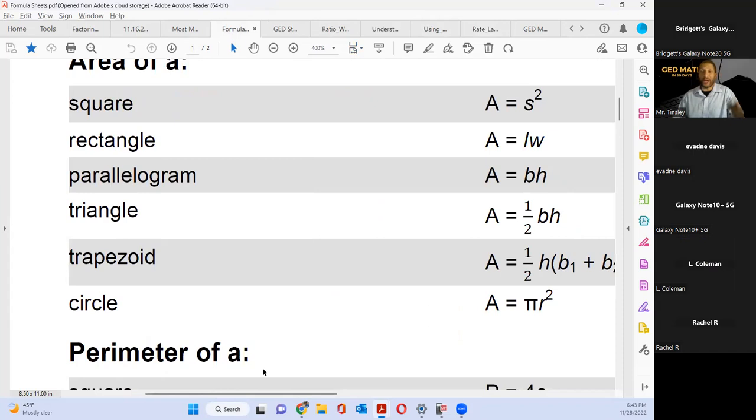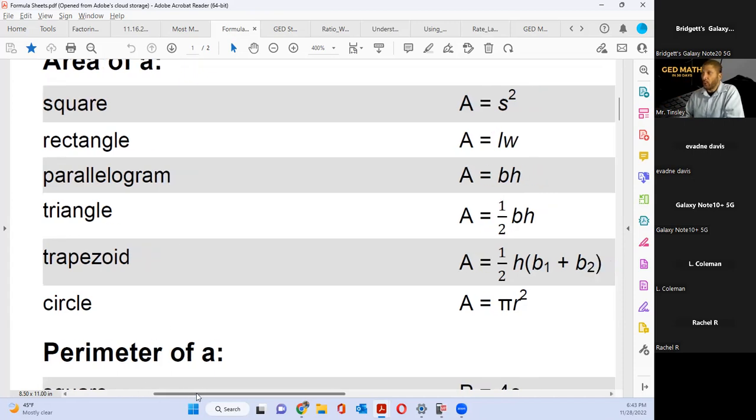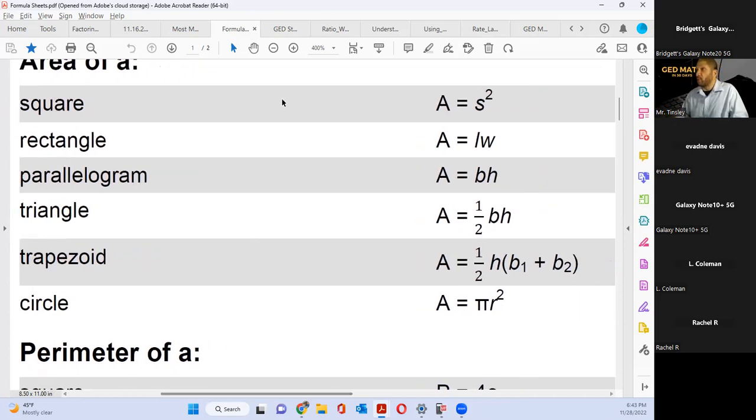First of all, what I would recommend you doing is knowing your formulas for area and volume. What I'm going to do today is connect all the area problems in one way. You're going to be sitting here like, oh my goodness, look at all these formulas.